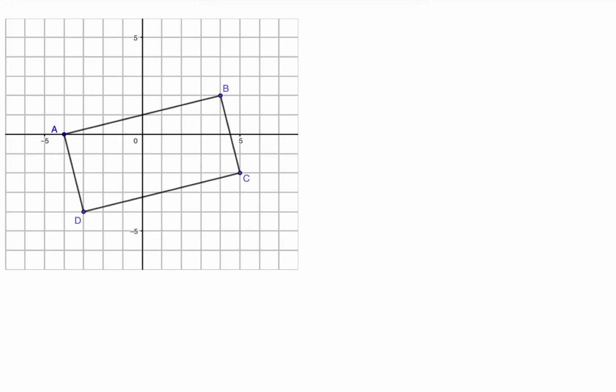So we're trying to prove that ABCD is a rectangle. The easiest way to do that is to prove that all four of its angles are right angles. Now we know that right angles are created from perpendicular segments, so I'm going to find the slopes of all four sides, because if I know the slopes, I can show that they're opposite reciprocals, making the sides that are next to each other perpendicular.